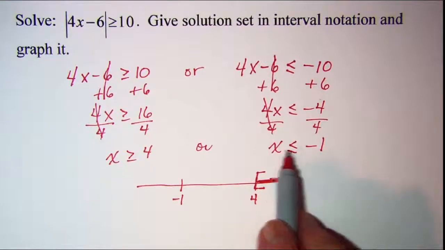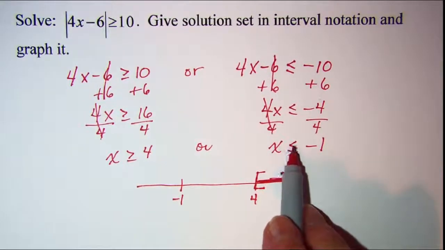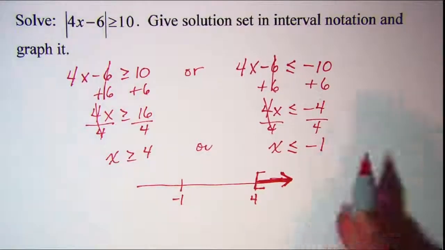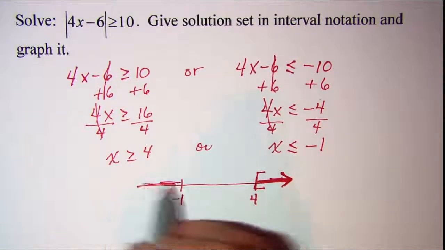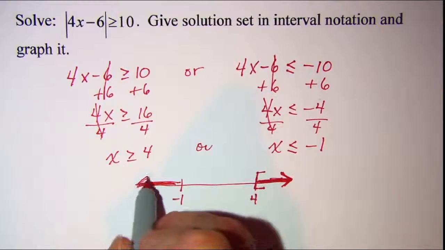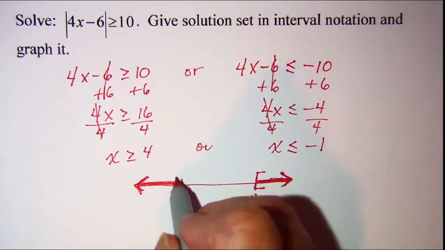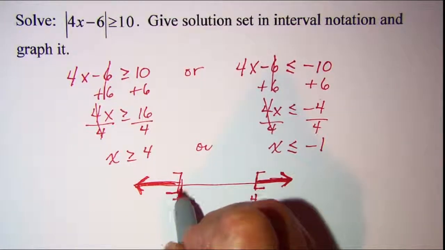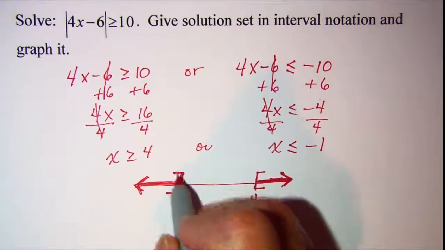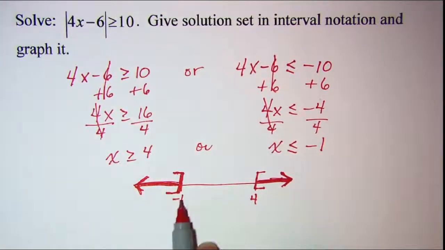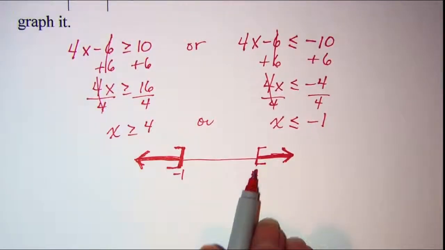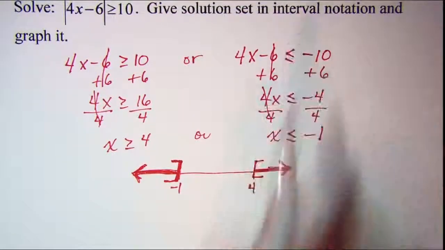And then for this one, I want my x's to be less than or to the left of negative 1. So all of these points, and then a squared off bracket here to show that the boundaries are included. So here's my graph.